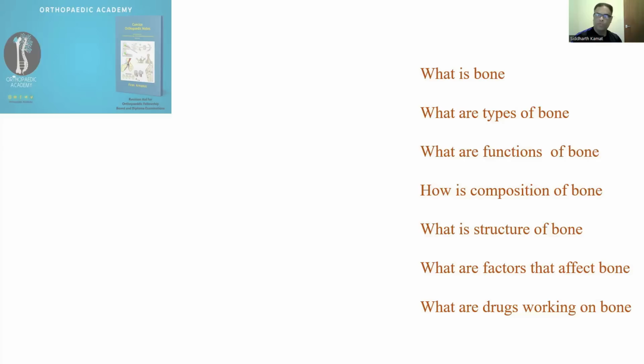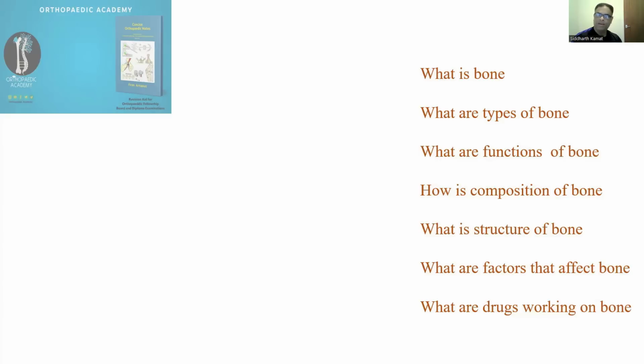Another important hormone is parathormone or PTH. It works on osteoblast, which in turn activates osteoclast by a RANKL pathway that causes reabsorption of bone.